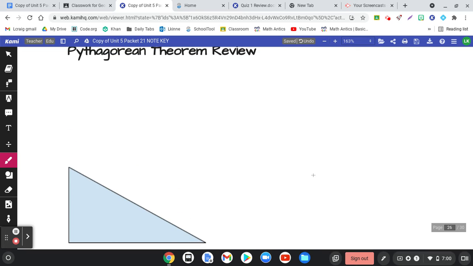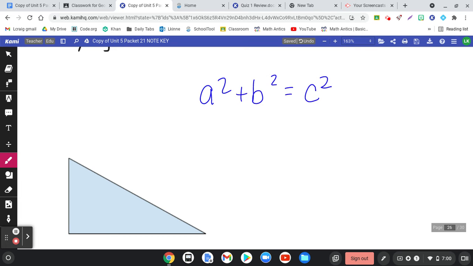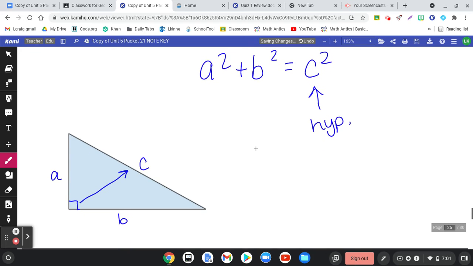And just a little Pythagorean theorem review. I know we've done a lot with this the past few days, but let's make sure we have it written down somewhere. A squared plus B squared equals C squared, where C is always your hypotenuse. And your hypotenuse is always across from the right angle, no matter how your triangle is drawn. And A and B are your legs.